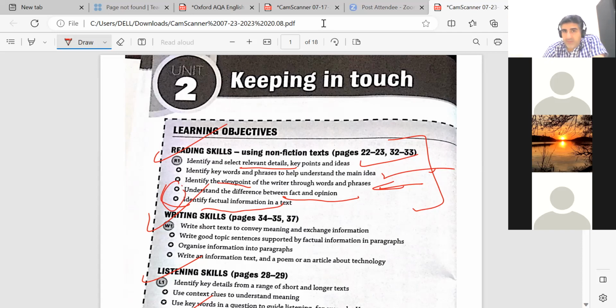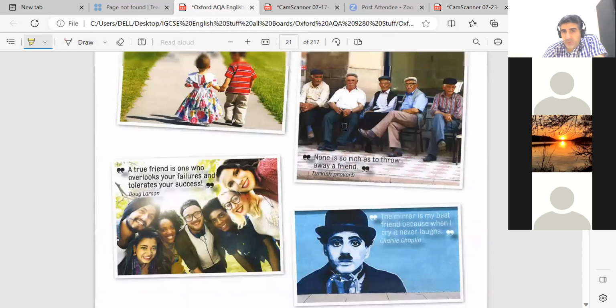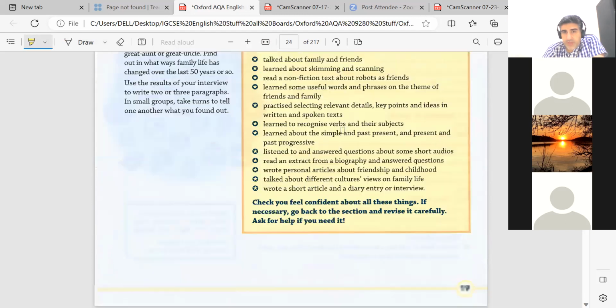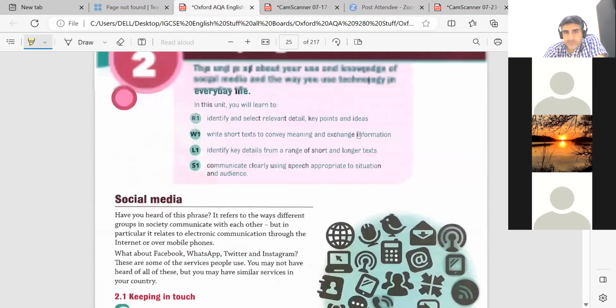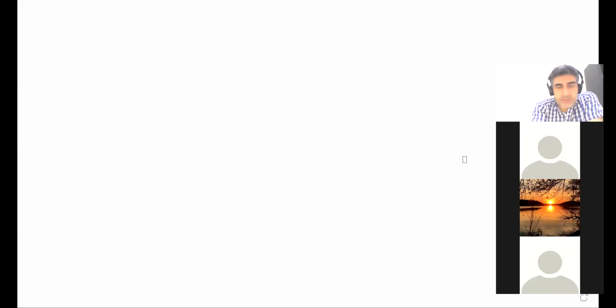That's enough for this part. Let's see, please open your books to page 20, Unit 2. Keeping in touch. Okay? Keeping in touch. Let me stop sharing this. And this one, guys. Page 20.